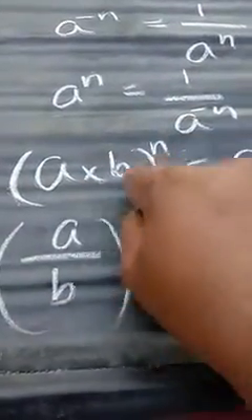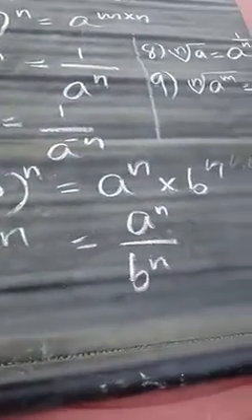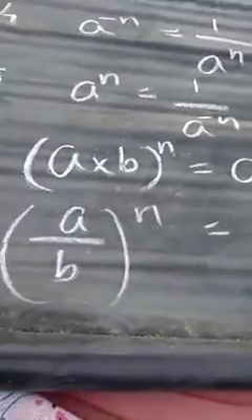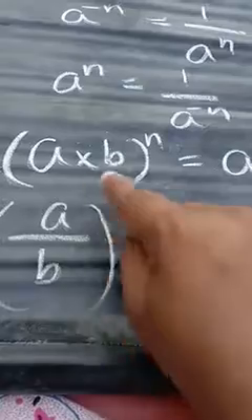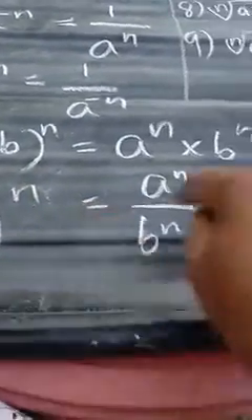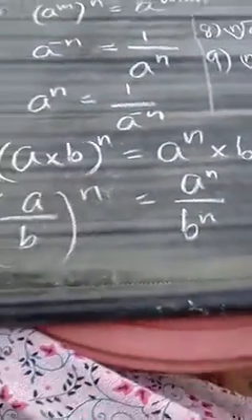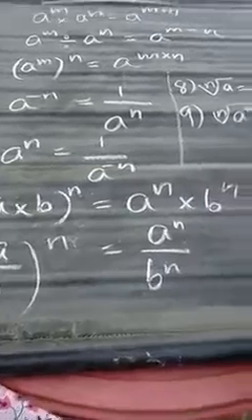a raised to n into b raised to n. And a by b the whole raised to n can be written as a raised to n by b raised to n.